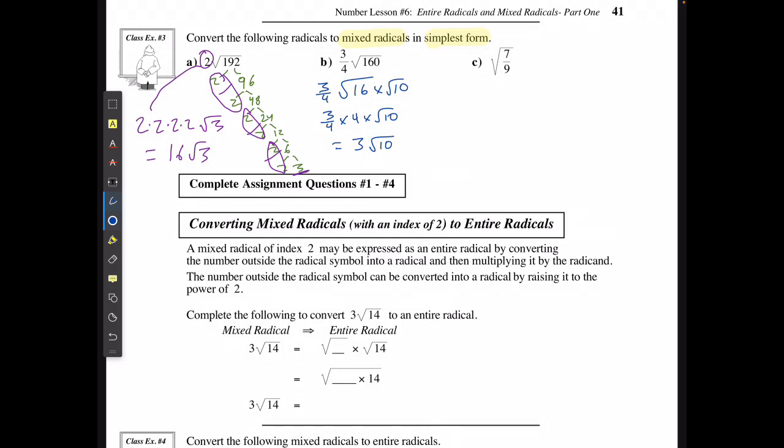If I'm trying to simplify from a fraction, I look at the numerator and the denominator separately. This is going to be the square root of 7 over the square root of 9, and the square root of 9 is actually just 3. And I've simplified it. I could also express this, if I want to make it a coefficient, as 1/3 and the square root of 7. Either of these would be acceptable.